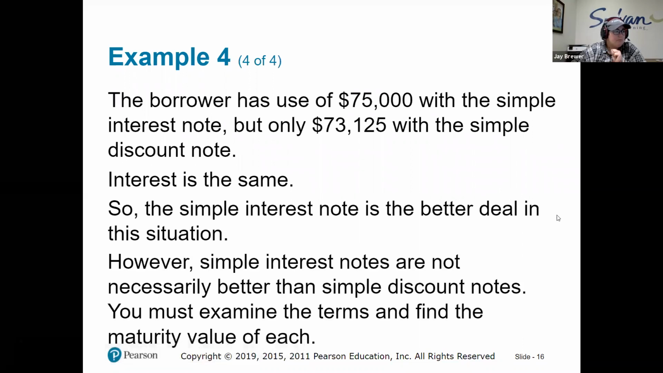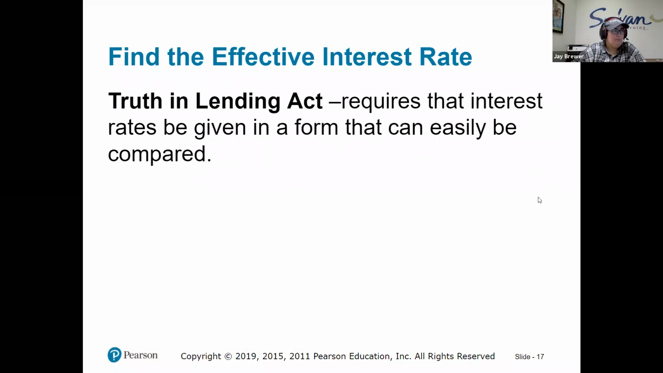Cool. However, simple interest notes are not necessarily better than simple discount notes. You must examine the terms and find the maturity value of each. So don't just assume that simple interest is better. Make sure you figure it out numerically and weigh what's going on. All right, find the effective interest rate.